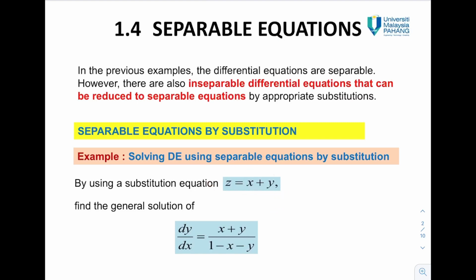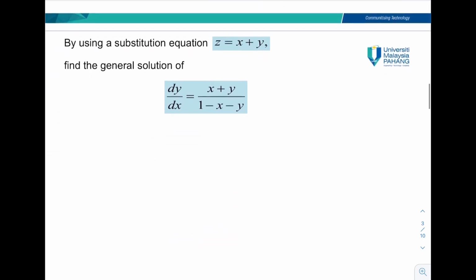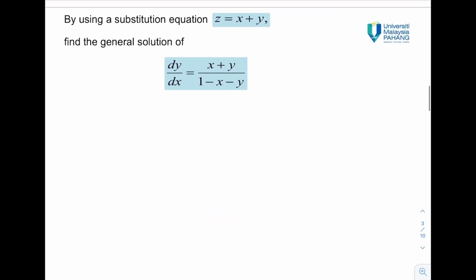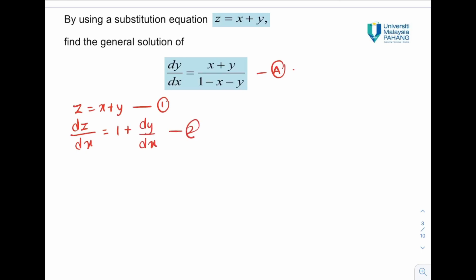So now we will discuss the method. I have copied the question here. New page. The first one is we copy back the equation x plus y. This one we label as equation number 1. This one we label as A. And then we differentiate equation number 1 with respect to x. dz dx equals to 1 plus dy dx. This is equation number 2.